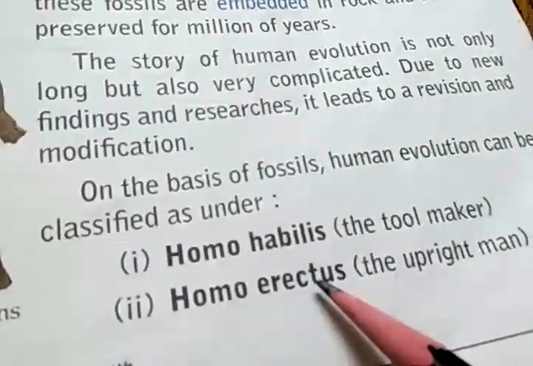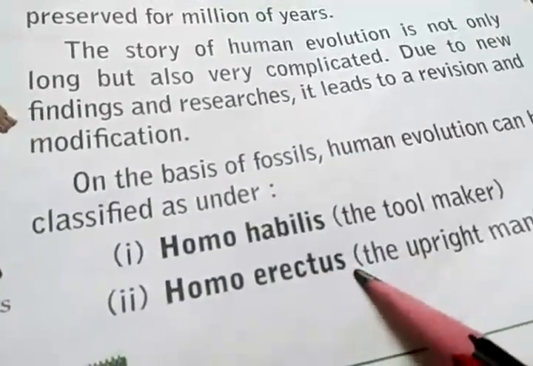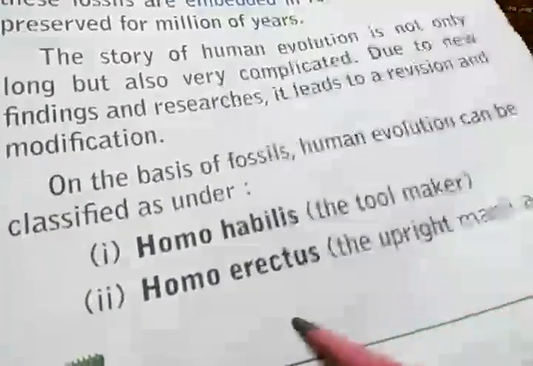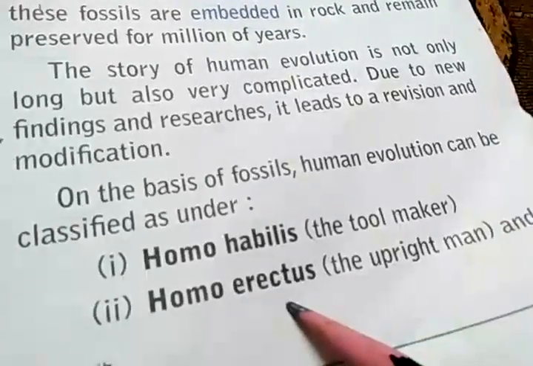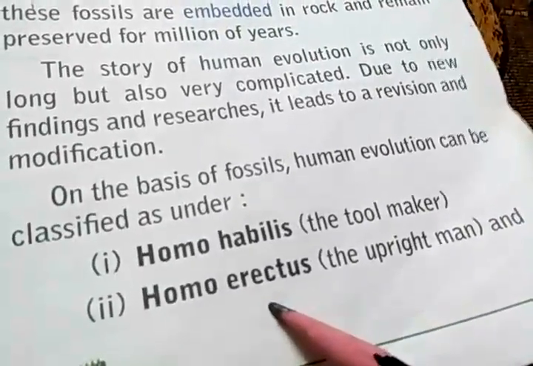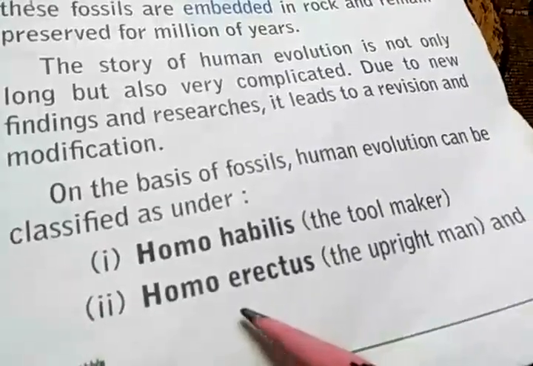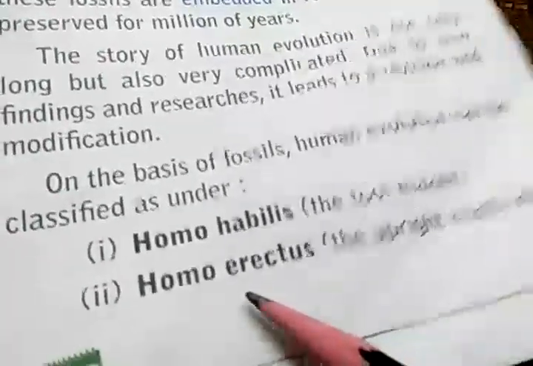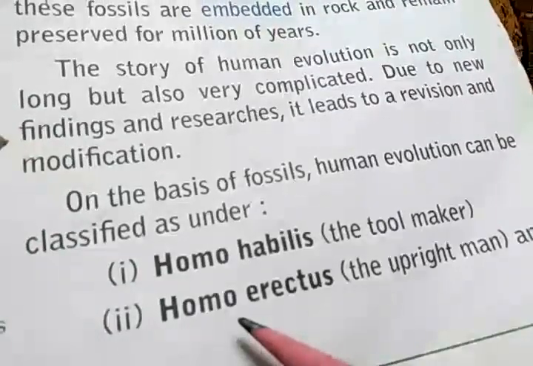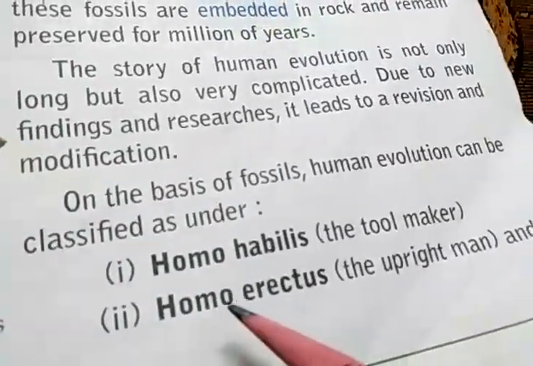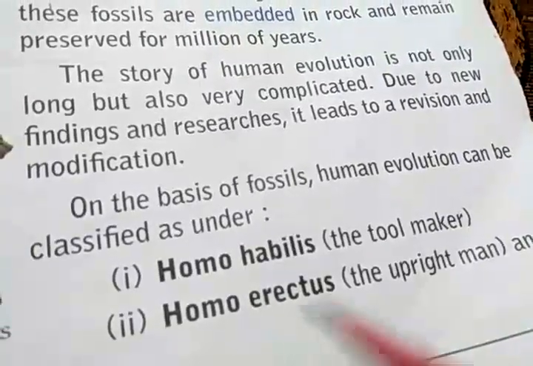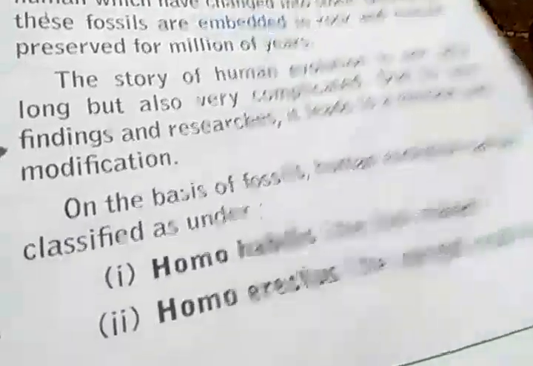Then Homo erectus. Homo erectus means the upright man. That is when the man learned to stand on two feet as we are standing today. But earlier the human used to walk on all four legs like animals. But slowly, man started standing erect, and so they were called Homo erectus, the upright man.